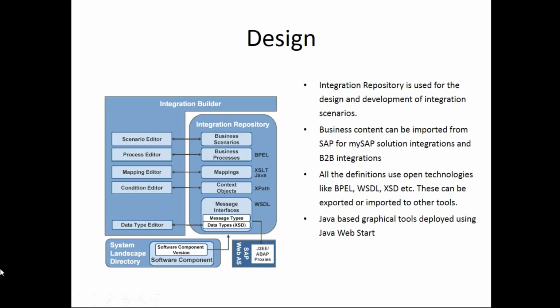Okay, let's go back to our slide where it defines. You have the data type editor where you create your data types, or you import them through your XSDs or WSDLs. Okay, this is about your data type editor. Then you have the content object, which is also your condition editor. If you have the XPath or something like that, you do that in the condition editor. Then you have the mapping editor.